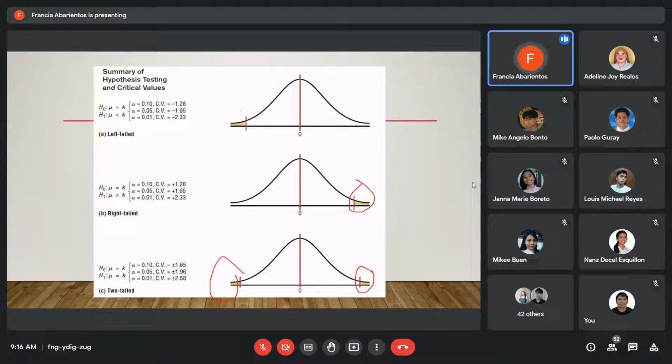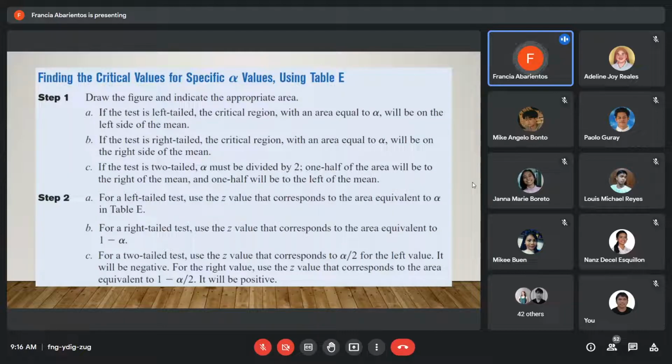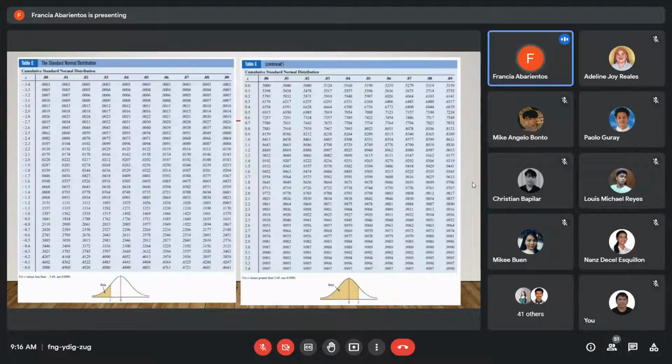So how do we find the critical values for specific alpha values? So we make use of table A. Ayan. So alam niyo na to. Sabi ko, pag two-tail test, i-divide mo sa 2 para makuha mo yung corresponding Z value. If left tail, kukunin lang natin yung area equal to that alpha and will be on the left side of the mean. Ayan. So this is now your example.